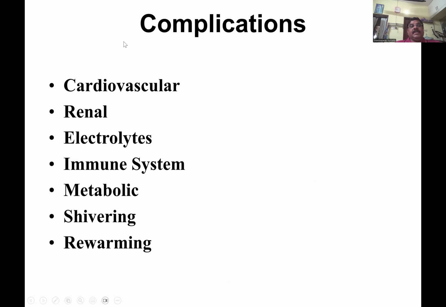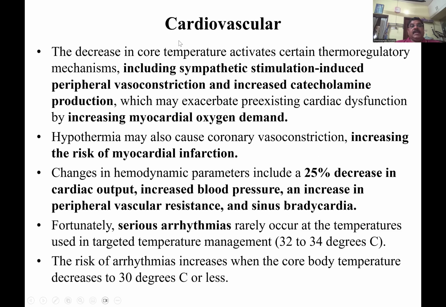So what are the different complications of TTM and rewarming? It will affect the cardiovascular, renal, electrolytes, immune, and metabolic systems, and cause shivering and rewarming effects. Cardiovascular effects include sympathetic stimulation, peripheral constriction, increased catecholamines, and increased myocardial oxygen demand, though it also decreases the risk of myocardial infarction. Therapeutic hypothermia with TTM gives a 25% increase in cardiac output, increased blood pressure, increased peripheral vascularization, and sinus bradycardia may be complications of TTM, and serious arrhythmias may also occur while using TTM.